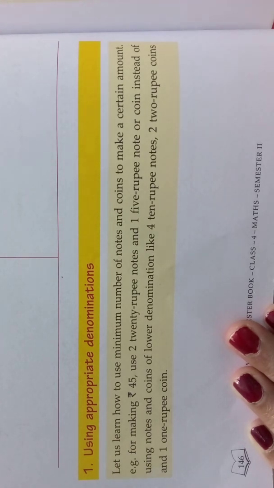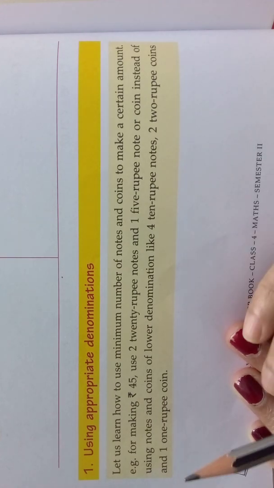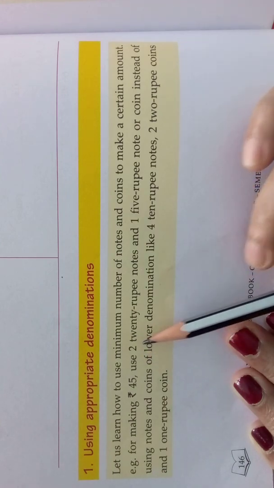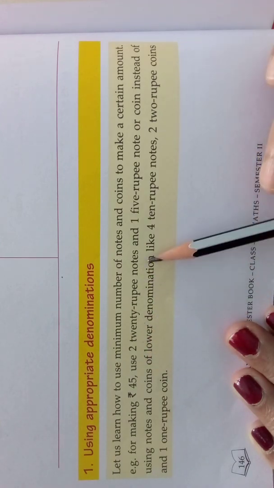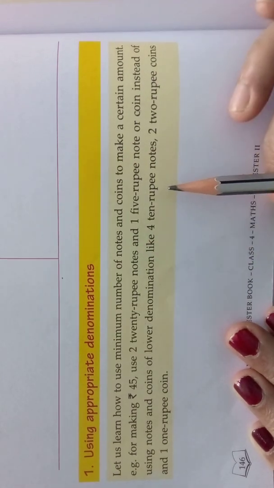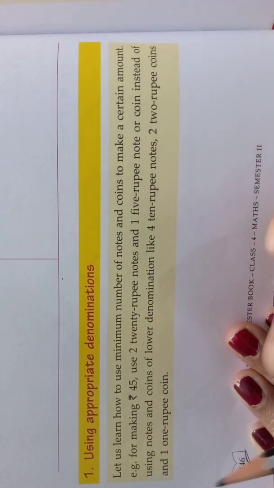See, in this way, if you have many different types of notes and coins in your purse, which ones will you select? You will select 100 rupees and 50 rupees. That is the minimum number of notes and coins to make a certain amount. Let us see one more example. For making 45 rupees, you will use two 20 rupee notes and one 5 rupee note or coin, instead of using four 10 rupee notes, two 2 rupee coins and one 1 rupee coin.